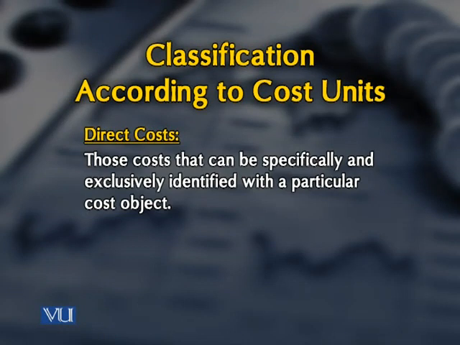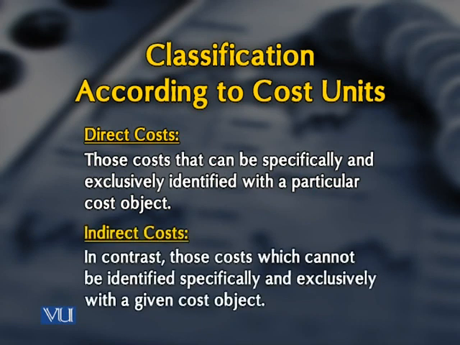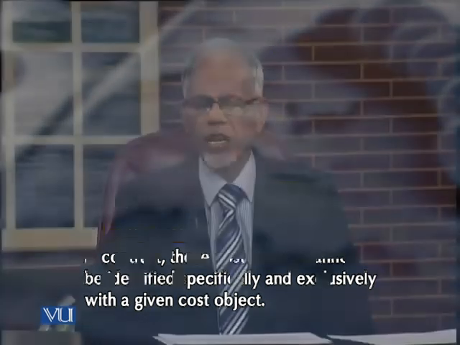Direct costs are those costs that can be specifically and exclusively identified with a particular cost objective. Here the cost objective is basically an activity. Indirect cost, in contrast, are those costs which cannot be identified specifically and exclusively with a given cost objective. So, direct and indirect cost. I explained earlier that the direct cost is the direct material cost, direct labor cost, direct expense cost, and the indirect cost is all types of overheads.